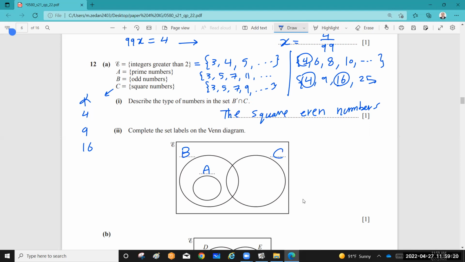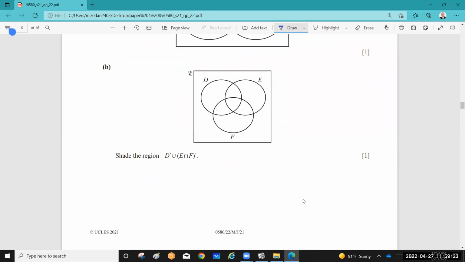Okay, in this Venn diagram, there are 3 intersecting sets D, E, and F. I want to shade D prime union E intersection F prime. D prime, you will shade like this. You will shade everything outside D. There's D prime here, this region. You will shade everything outside. This is the D prime.